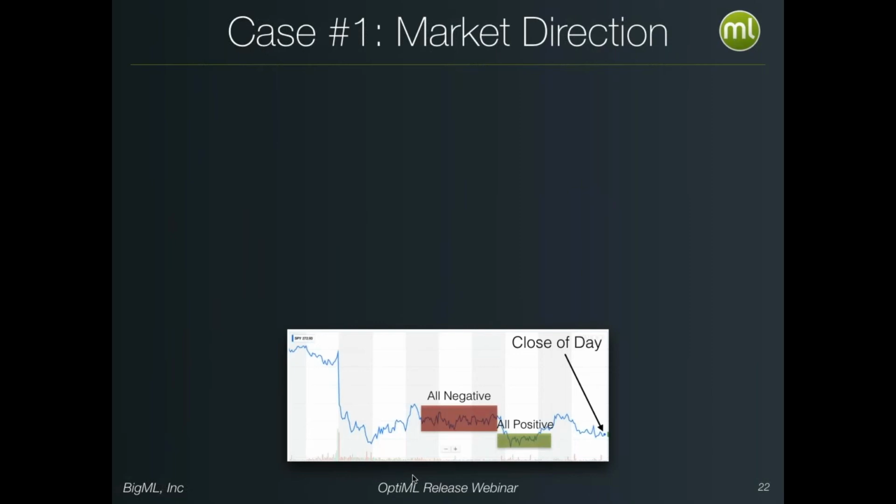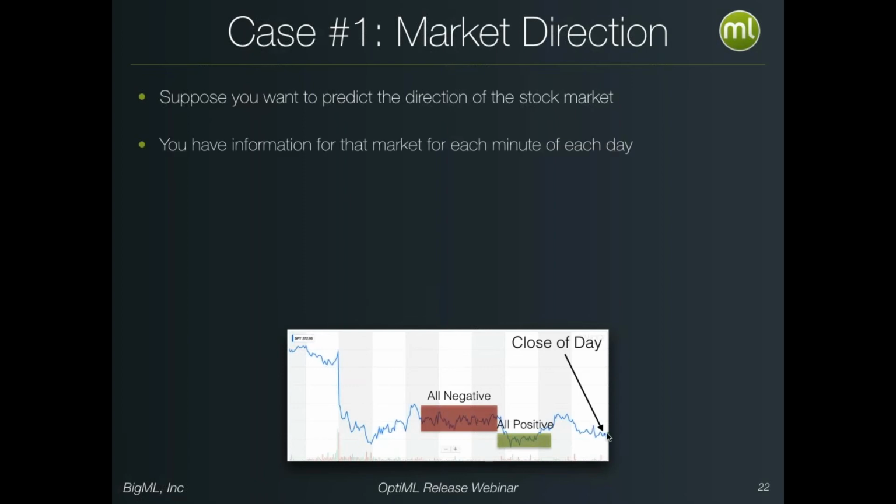One is predicting the direction of the stock market. Suppose you want to predict the stock market's direction. Basically, you want to predict whether or not a point at a given time is going to be lower or higher than the close of the market. So here, for example, in this little stock chart that I have, we're going to label these points. This block of points is going to be negative because the close of the day is lower. So you would lose money if you bought at that point. So these are going to be our negative points.